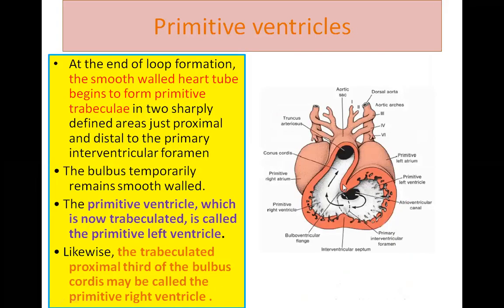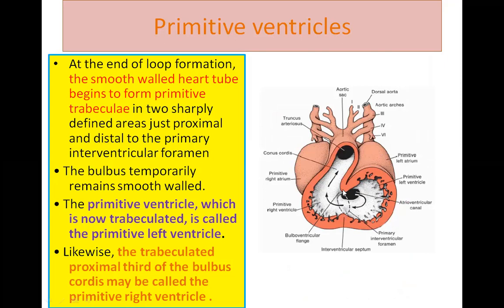Okay. So how now the primitive ventricles are being formed at the end of loop formation? The smooth walled heart tube, अब इसमें क्या हुआ, blood flow start हो गया, blood flow बहुत तेजी से आ रहा है, so it will cause the walls to form trabecules. ठीक है, they will be eroded and they will be forming trabecules. So end of the loop formation, the smooth walled heart begins to form primitive trabeculae in 2 sharply defined areas just proximal and distal to the primary interventricular foramen.